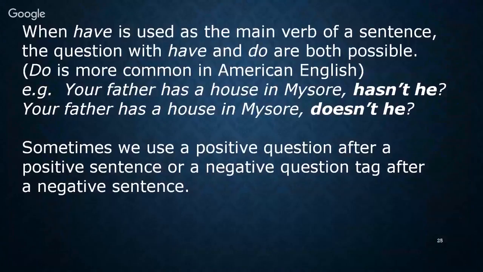When have is used as the main word of a sentence, the question tag with have and do are both possible. Do is more common in American English. Have is more common in British English. Your father has a house in Mysore, hasn't he? Your father has a house in Mysore, doesn't he? Both are correct. But hasn't he is more common in British English. Doesn't he is more common in American English.